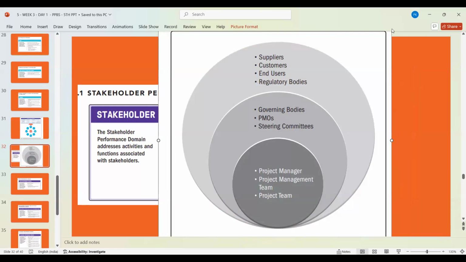When I say possible stakeholders, it means most of them may or may not be your stakeholders depending on the project. Can I request one person to read all the stakeholders in a particular circle, like one circle, second circle, and third circle, please? Go ahead. Sure, let me start off with the innermost circle. It includes the project manager, the project management team, and the project team. Yes, thank you so much, Abhishek.